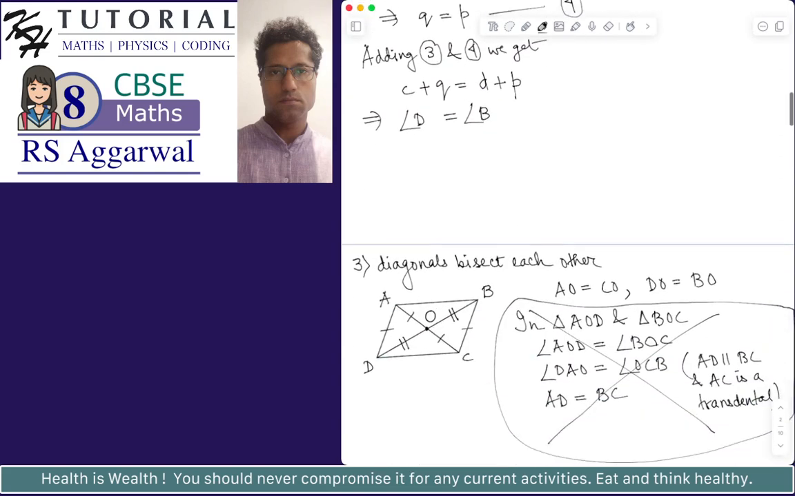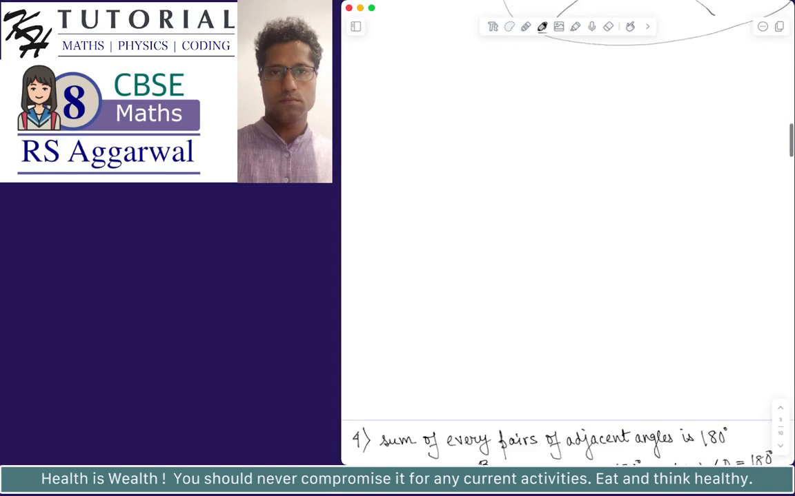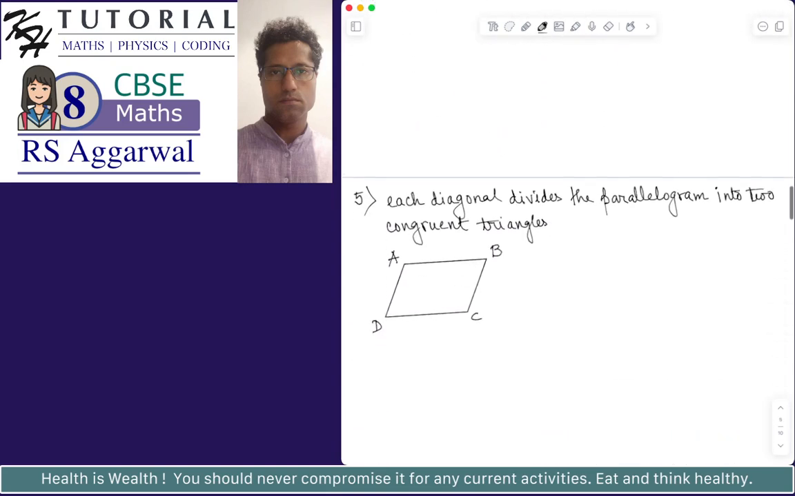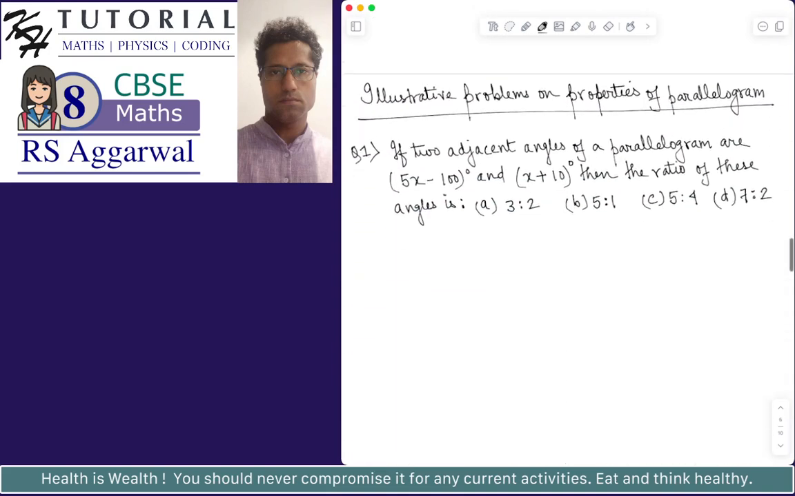Okay, regarding the proof 3, I will do it at the end. Let's now solve some problems based on properties of parallelogram.